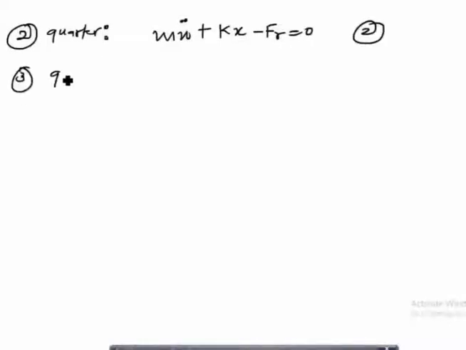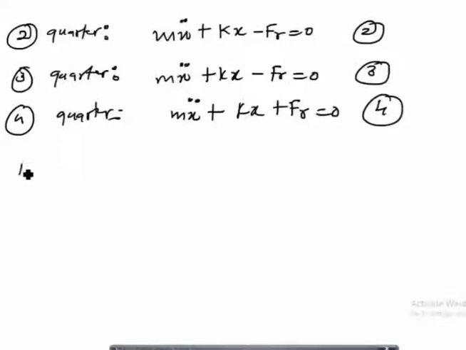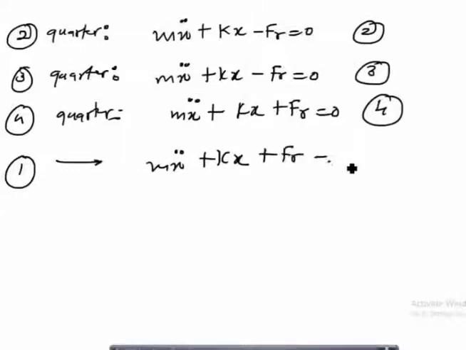Similarly for the third quarter, by doing the same analysis you will get the equation mx double dot plus kx minus fr is equal to 0. This is the third. And for the fourth quarter you are getting the equation mx double dot plus kx plus fr is equal to 0. This is the fourth quarter. And what was the first? For the first quarter we have got mx double dot plus kx plus fr is equal to 0. So this is what we have got.